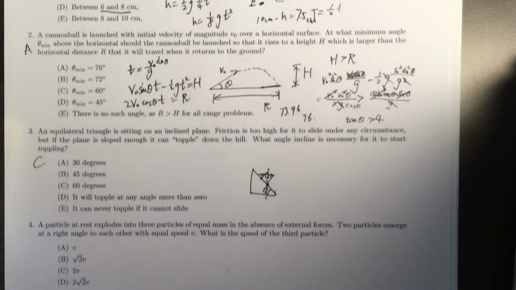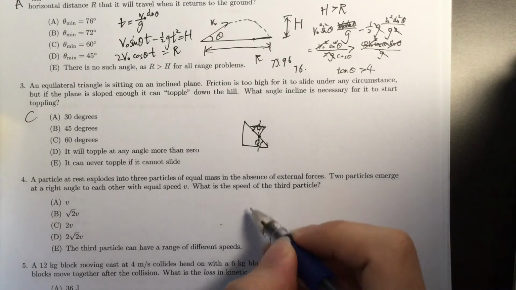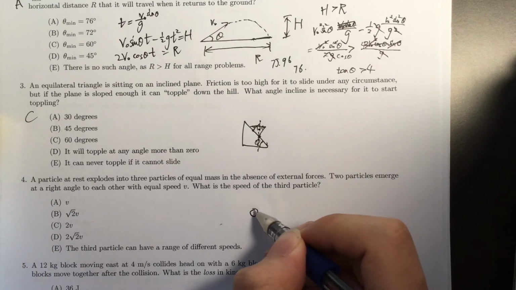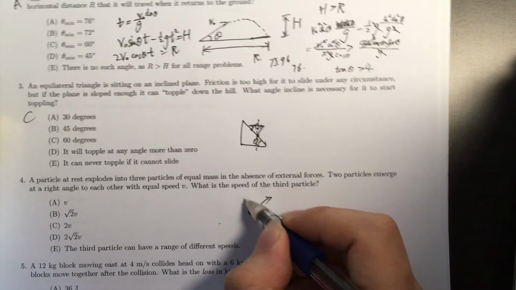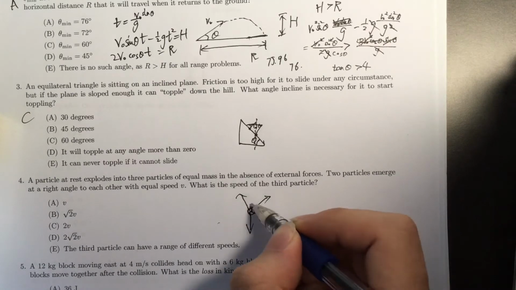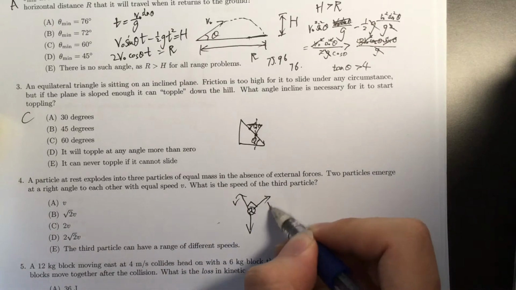Okay, the next question. A particle at rest explodes into three particles of equal mass in the absence of external force. Two particles emerge at a right angle to each other with equal speed v. What is the speed of the third particle? So first we have three particles in a split explosion. One moves to here, one moves to here, one moves to here. Two of them are at a right angle, and those two are v.